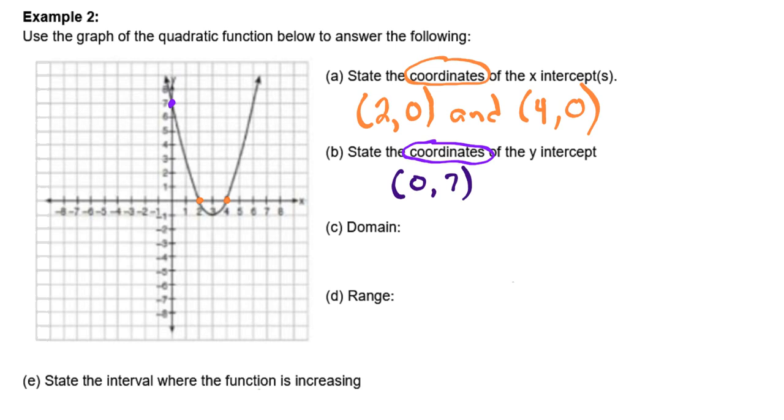Our domain is the x's. So our graph from left to right, what's the lowest x value? Or how far to the left will this go? Well, the arrows at the ends mean it will go forever to the left and forever to the right. Looking at the graph, we think about it coming from left to right. So it comes from negative infinity and eventually goes up to positive infinity. So our domain is negative infinity to positive infinity.